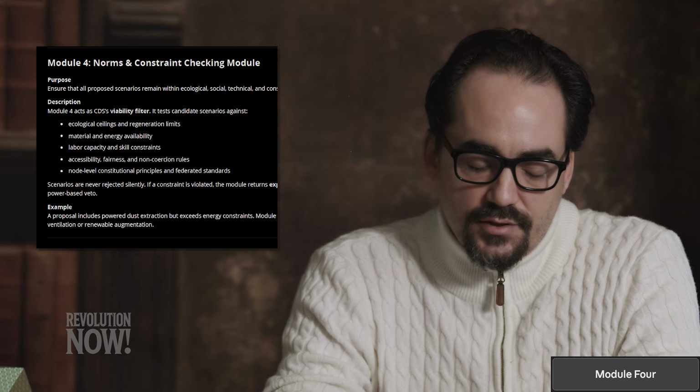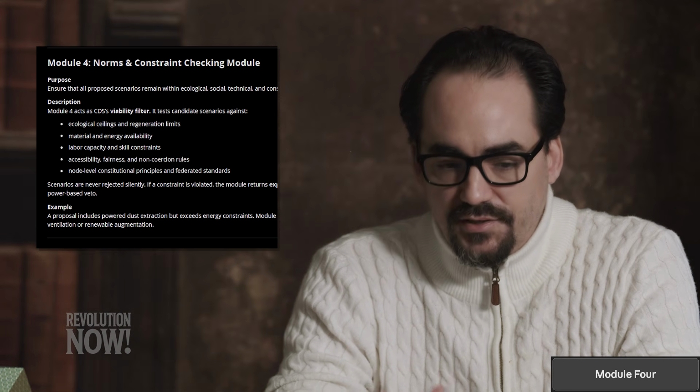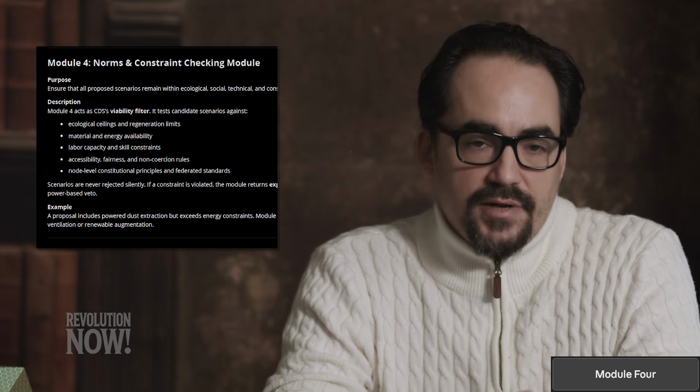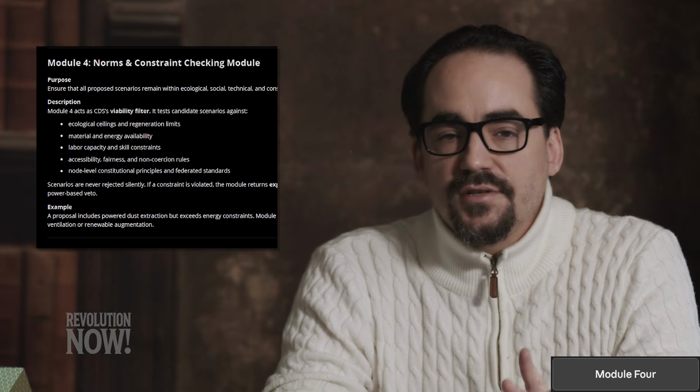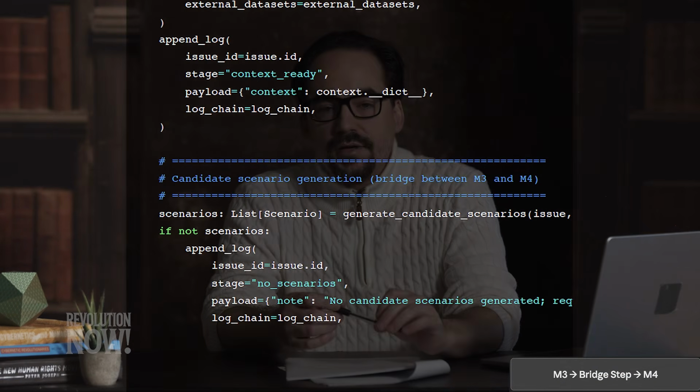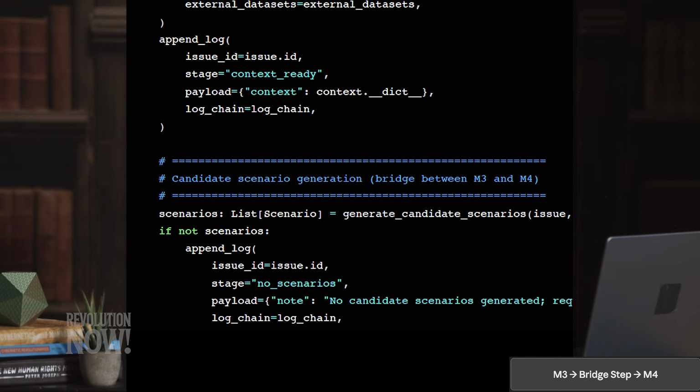However, there is a difference. Unlike Module 3, which is context data retrieval, Module 4 actually does make judgments and comparisons against whatever information is in the proposals. Moving on, it's important to point out, and this is a little vague in the white paper, there is a bridge step between Module 3 and Module 4, which is the auto-generation of proposals.